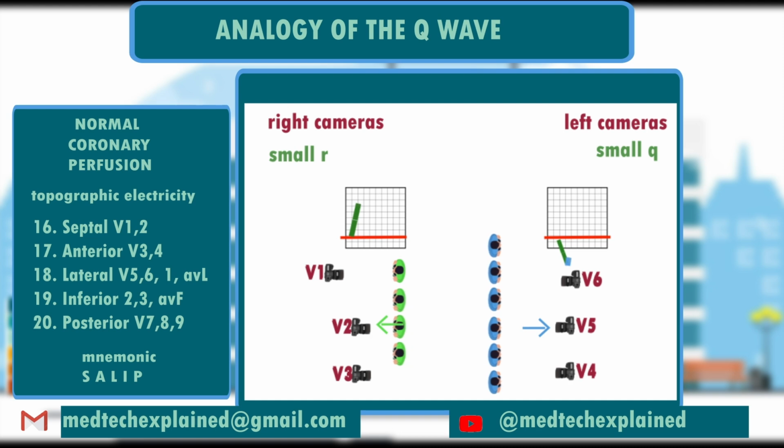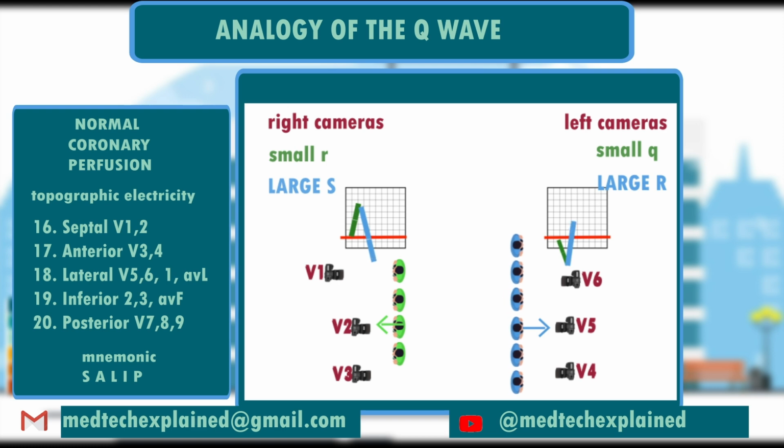So to summarize, the appearance of the Q wave in the right leads is pathological. The appearance of large Q waves in the left leads is pathological, but the appearance of small Q waves in the left leads is actually normal. Is that clear now? Great.